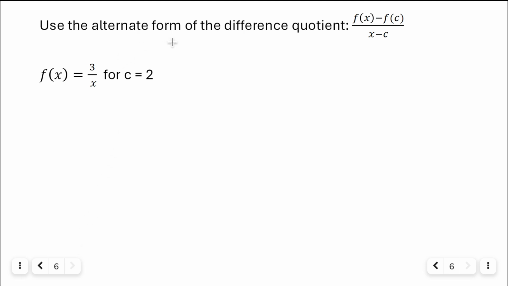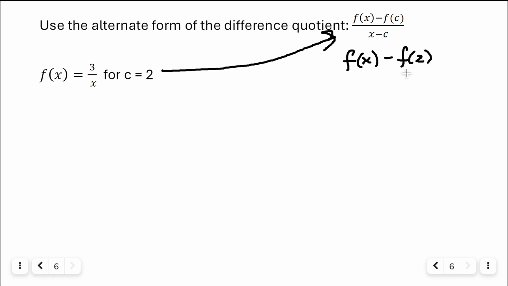All right, so we're going to use the alternate form of the difference quotient, f of x minus f of c over x minus c, if f of x is equal to 3 over x and c is equal to 2. Okay, so first thing we're going to do is take 2 and substitute it into our formula over there so that we see what we have to do. So we have to find f of x minus f of 2, c is 2, over x minus 2. So the goal is to get this x minus 2 to cancel out. What we're going to do first is find f of 2. We can find that, right? We just take 2 and substitute it into f of x. So let's do that. f of 2 is just 3 over 2.